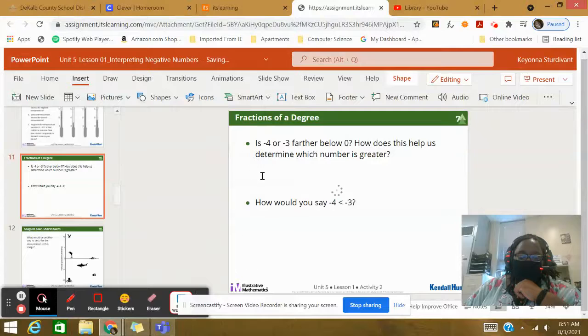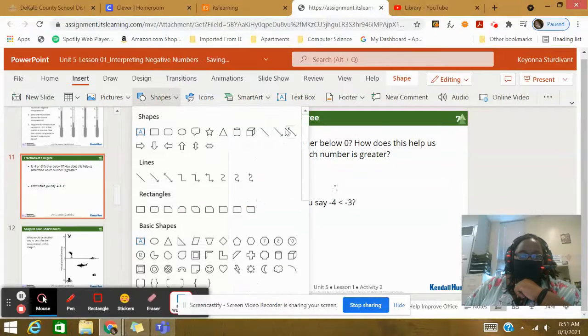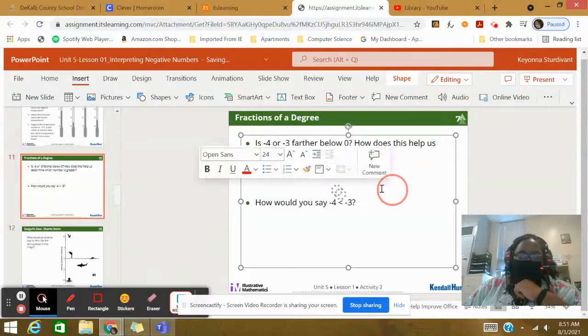My computer is moving slow. I don't know why it's taking so long just to pop up a number line.